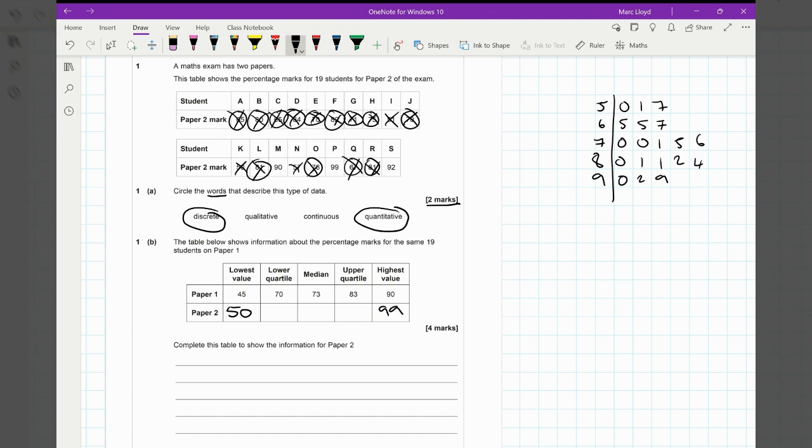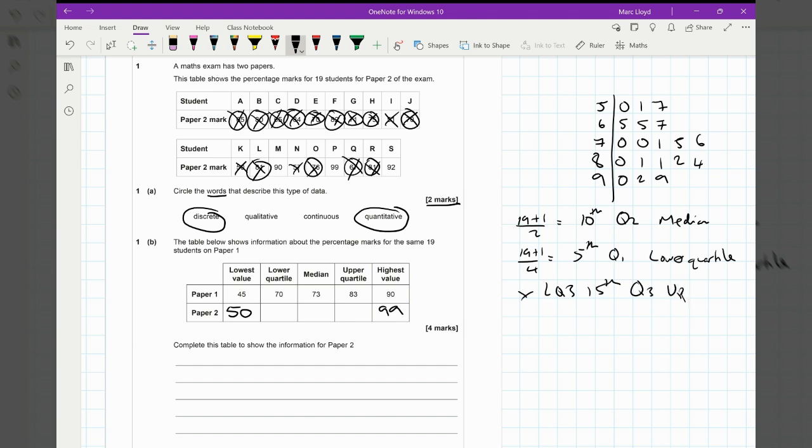The lower quartile. So we've got 19 pieces of data. If I add 1, divide by 2, that's the 10th value, which is going to be Q2, also known as the median. 19 plus 1 divided by 4 is my 5th value, which is Q1. This is also known as the lower quartile. And then if we times that by 3, it's the 15th value, which is Q3, and gives us the upper quartile.